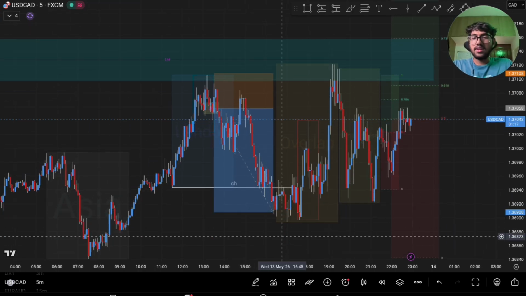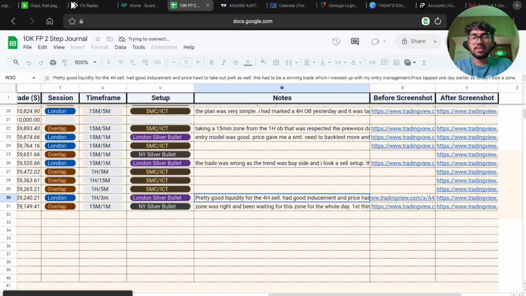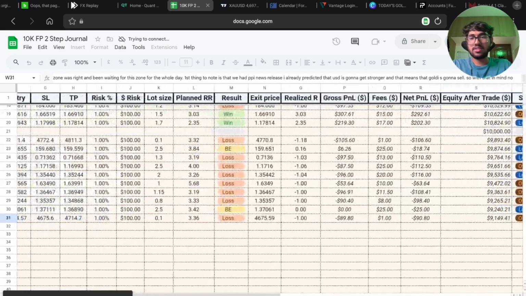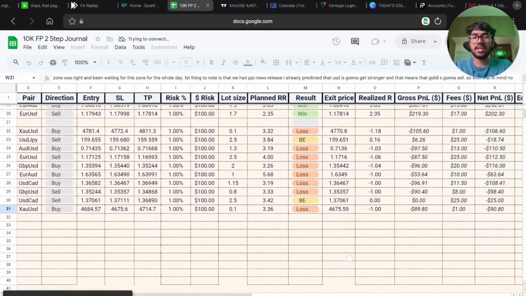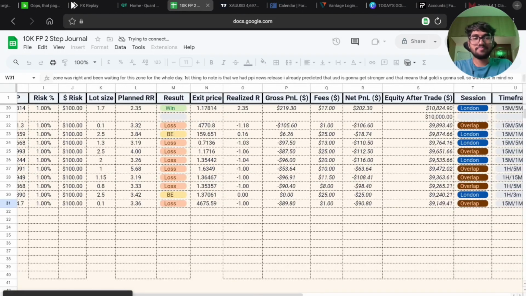All right, and now let's come on to the next trade, right? So this is your gold trade. You can see the entries wherever, all the stuff that I've correctly marked down.